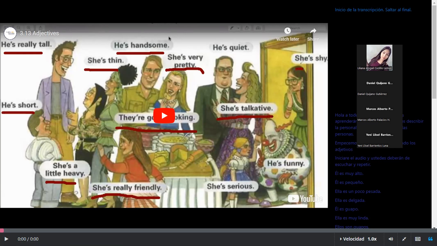She's talkative. She's shy. She's serious. He's funny. Okay, por ahí escuché serios. Okay, aquí sería serious. Serious. Como que se dice serious.